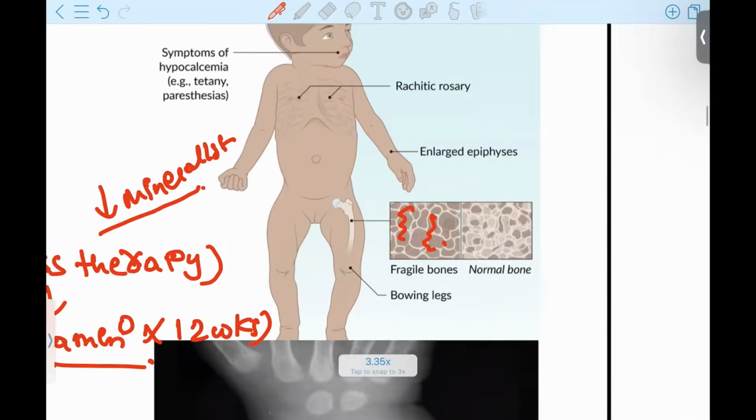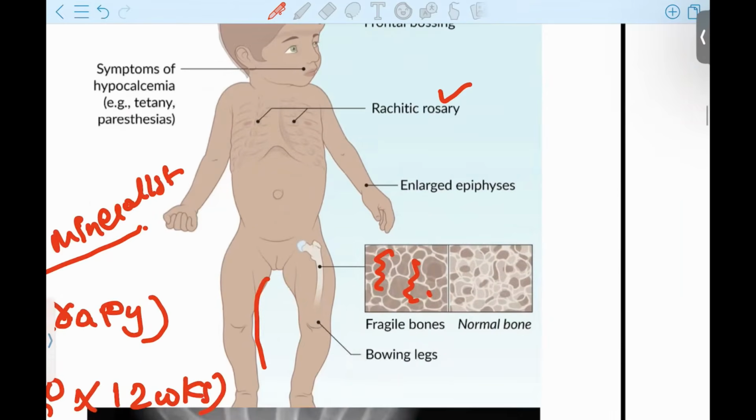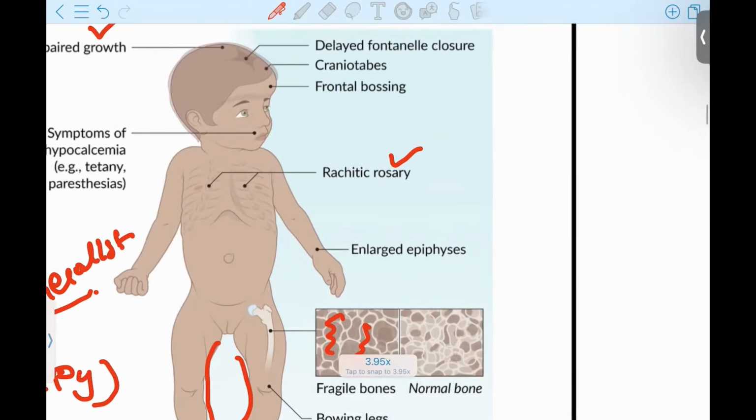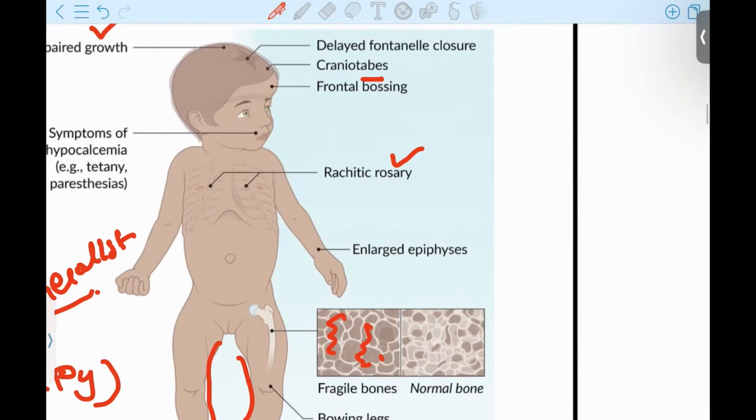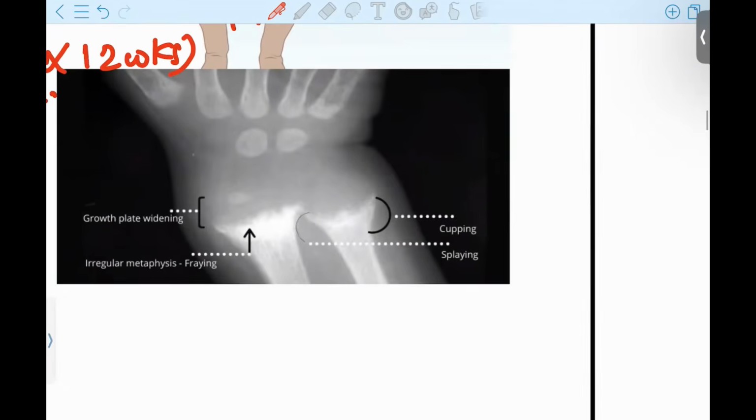What are the symptoms? The symptoms will be impaired growth and rachitic rosary. The patient will have genu valgum or genu varum, craniotabes, and delayed fontanelle closure. And when you see the X-ray, this patient will have growth plate widening or epiphyseal widening, and also irregular fraying. Classically, cupping, splaying, and fraying will be seen.